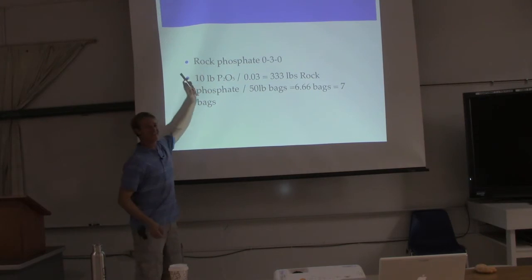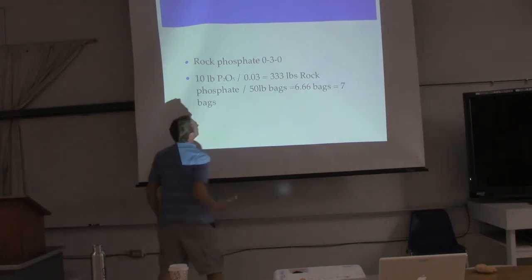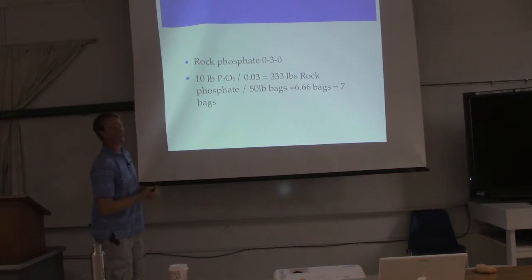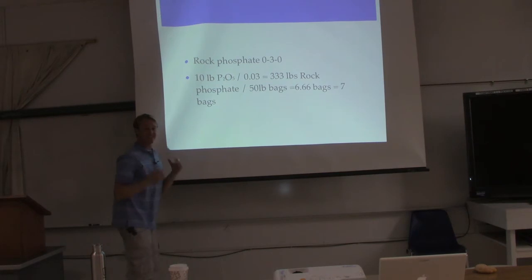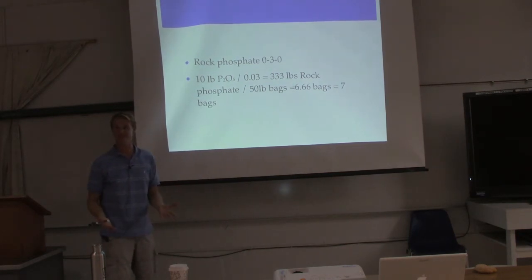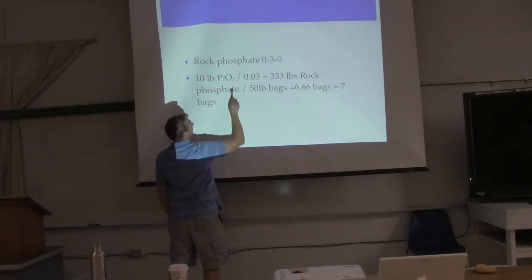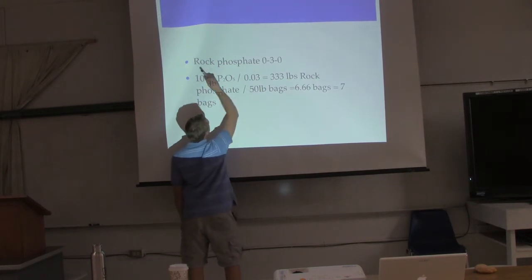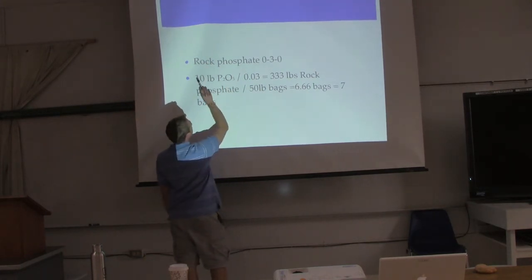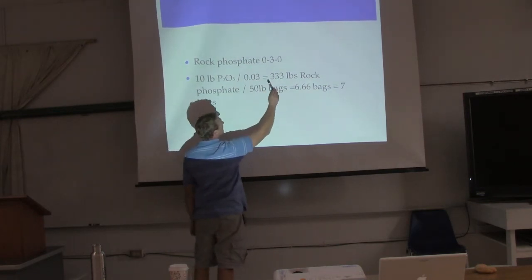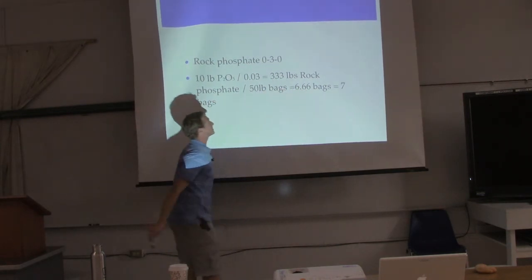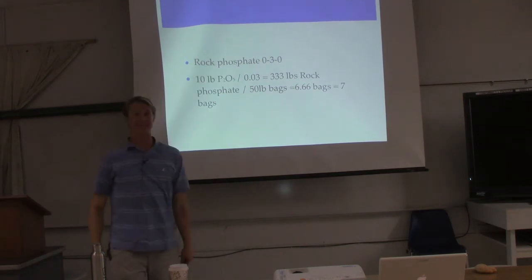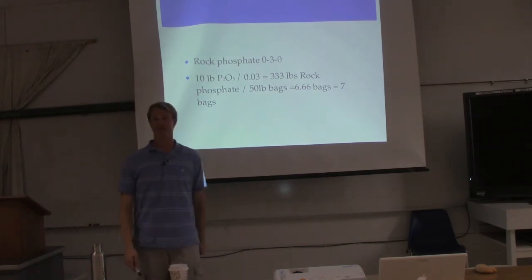So I don't know if you need to know this, but rock phosphate is 0-3-0, it's real simple. I know that I have 10 pounds I still need to meet, right? That was on the last one. I have 10 pounds I still need to meet. I divide that by the decimal percentage of the phosphorus that is available in rock phosphate. Once I take 10 divided by 0.03, that's 333 pounds of rock phosphate I need to buy to meet that 10 pounds per acre requirement.